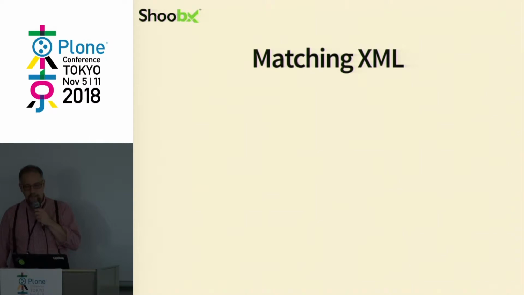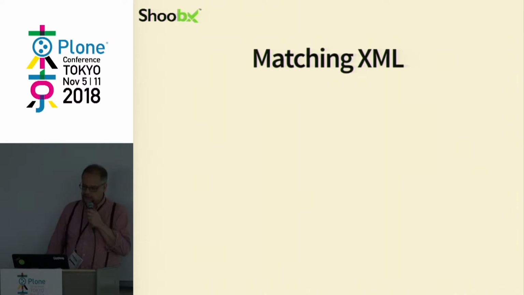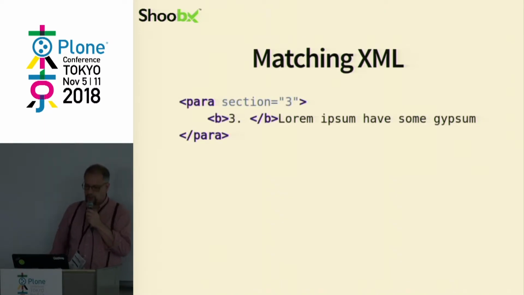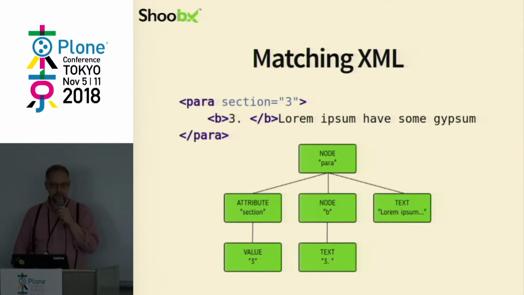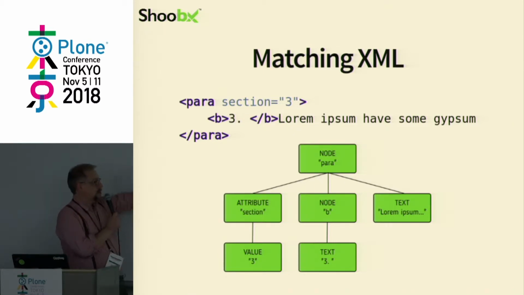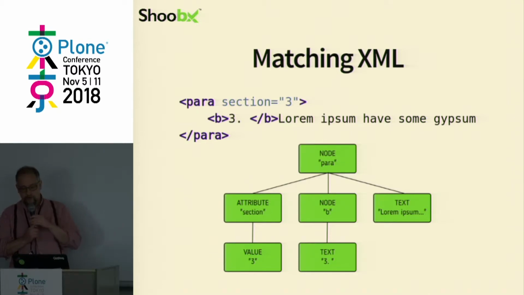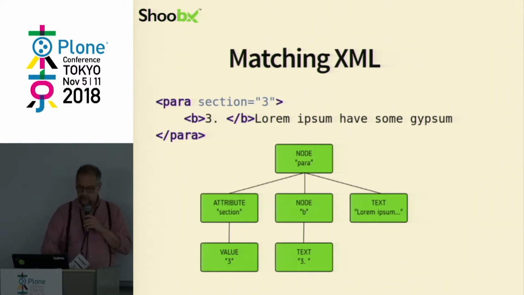So XMLDiff 0.6 did something very clever here. It converted the complex XML nodes into many simple nodes. For example, these two nodes here, a para node and a B node, get converted into 6 simpler nodes, like this. You have a node with para as a value, an attribute node with section, a value node with 3, which means that the section has the value 3, and another node with text, and then another text. So every node now only has a type, a value, and children, and comparison is now easy.